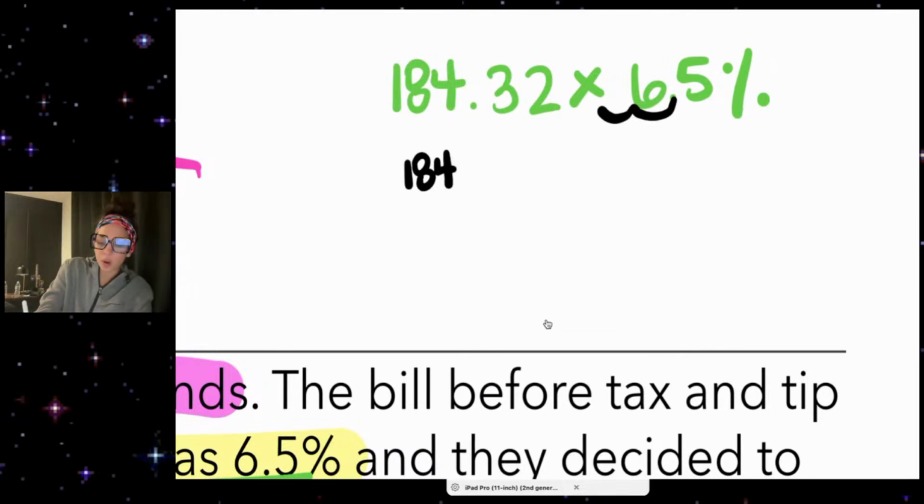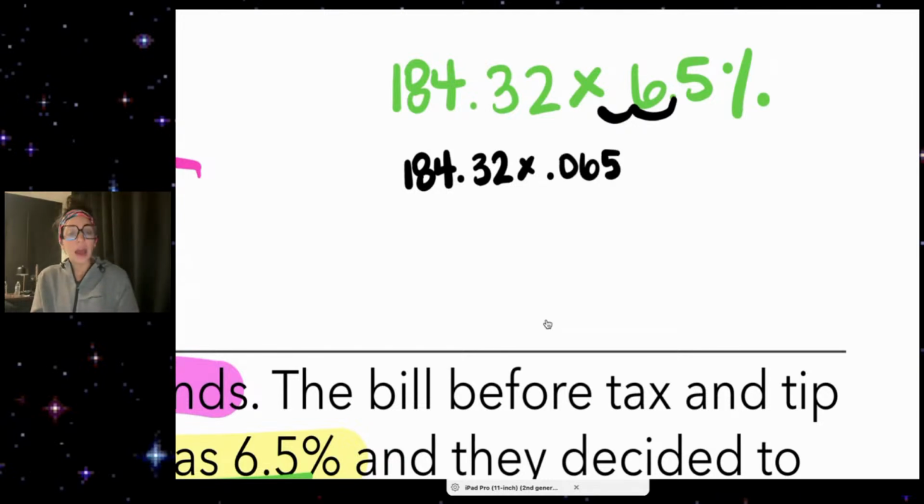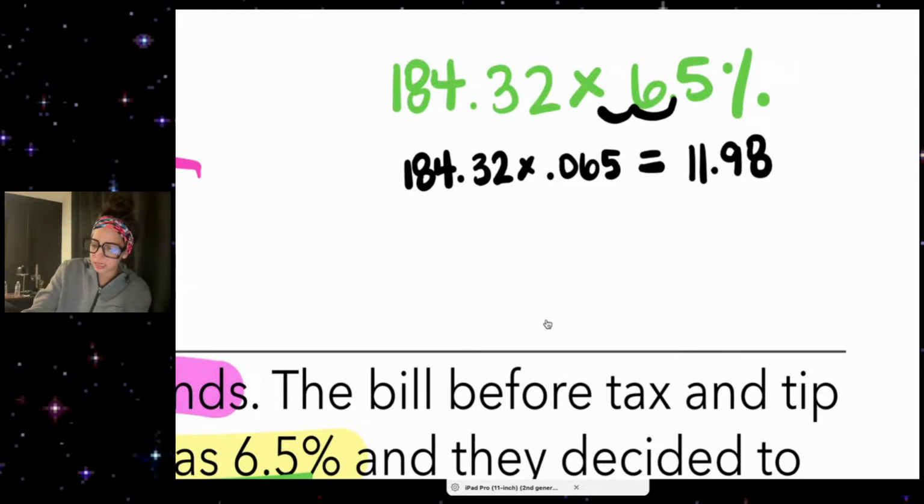So 184.32 times 0.065. Now I can plug that into my old school 4-function calculator, and it will give me $11.98. Now it says $11.98.08. When I round this, a 0 tells me not to round, like I just stay where I'm at. And so I'm just going to end up staying at $11.98. That is the tax.